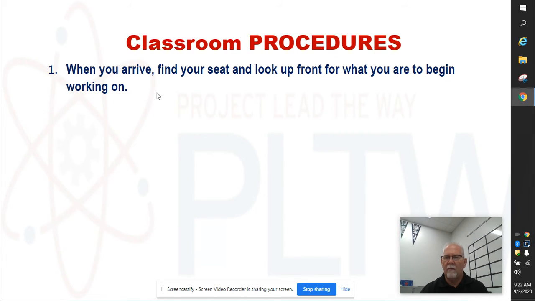If you look behind me, kind of over my shoulder right there, that little grid on the board, if you look at the front of my classroom, you're going to see that grid, and I'll have things written in there for each of my classes, and that will tell you what you need to be working on, what you need to be turning in, what our goals are for the day.